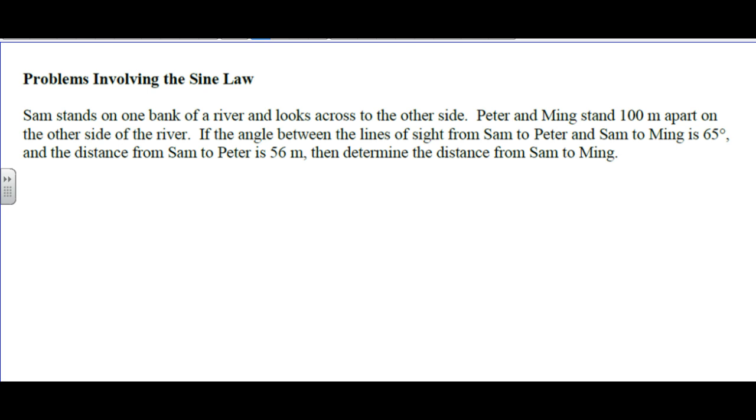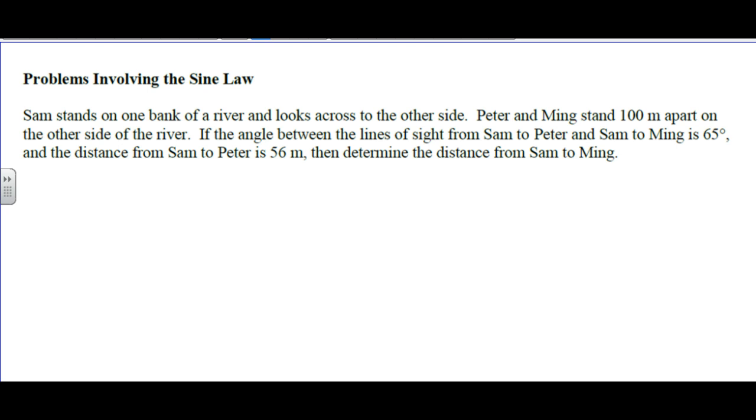Okay, what else? We've got problems involving the sine law. So we've got a few examples. We'll take our time. We've got time. We've got a work period on sine law tomorrow, and then we've got pretty much a work period on solving triangles. We'll go through a few of them. Problems involving the sine law.